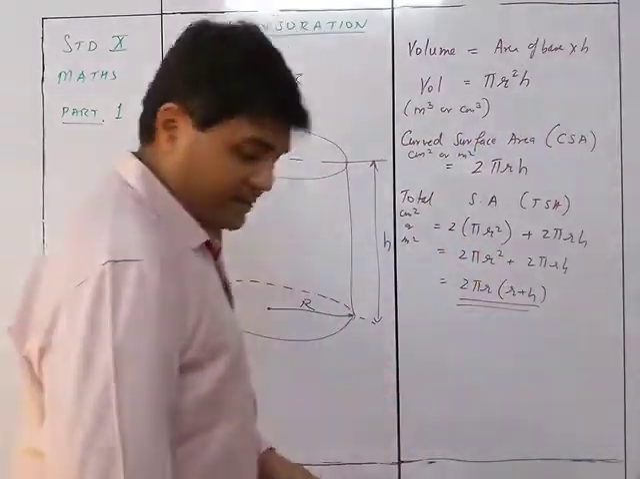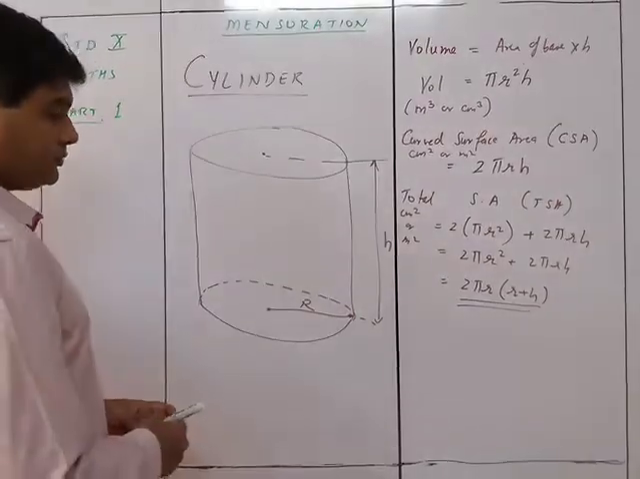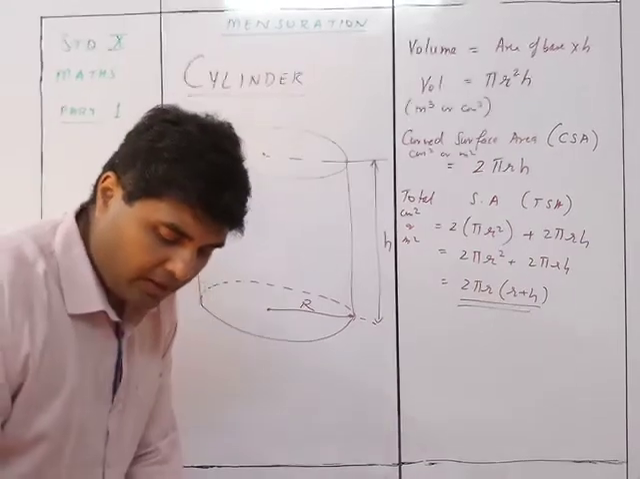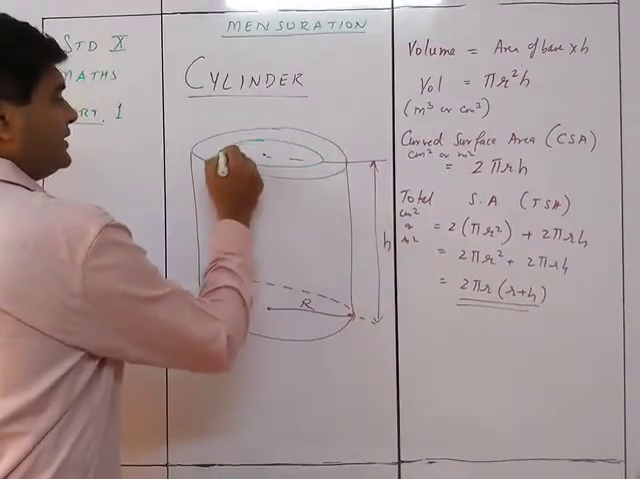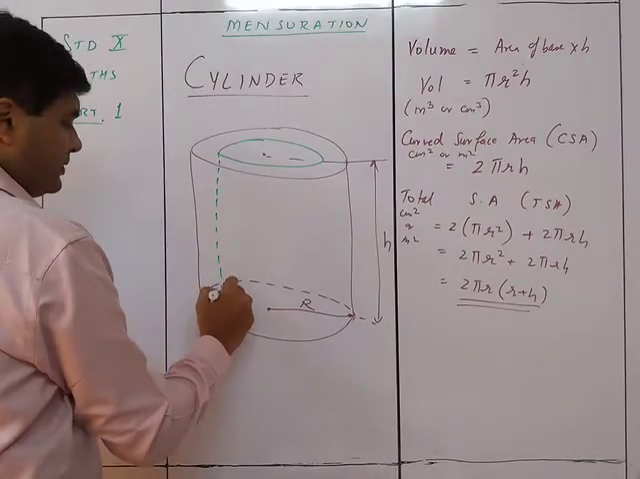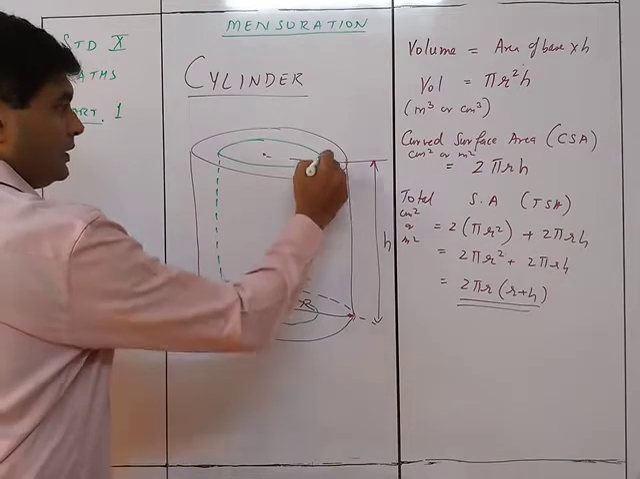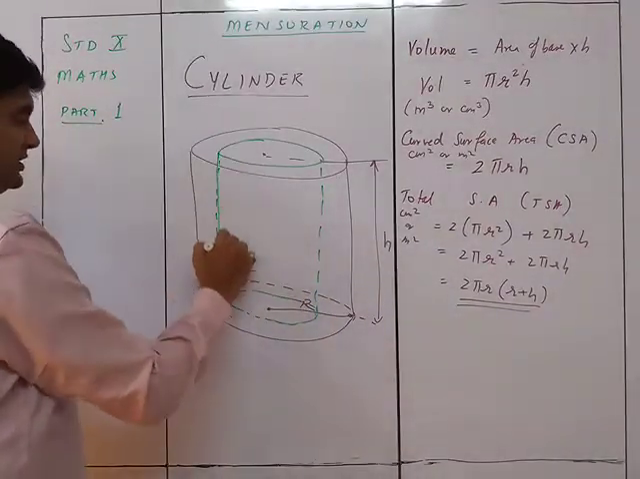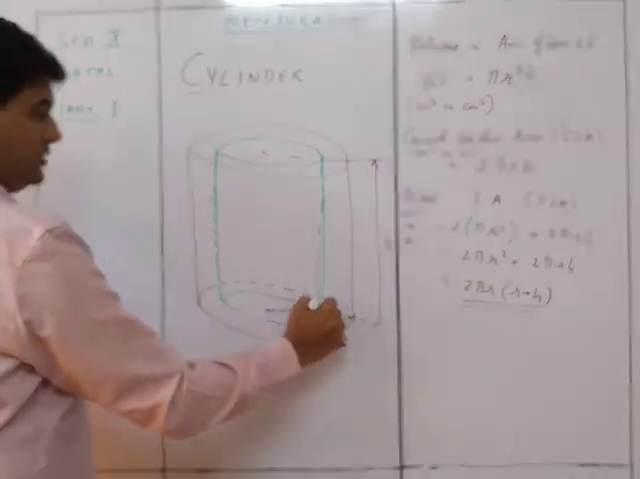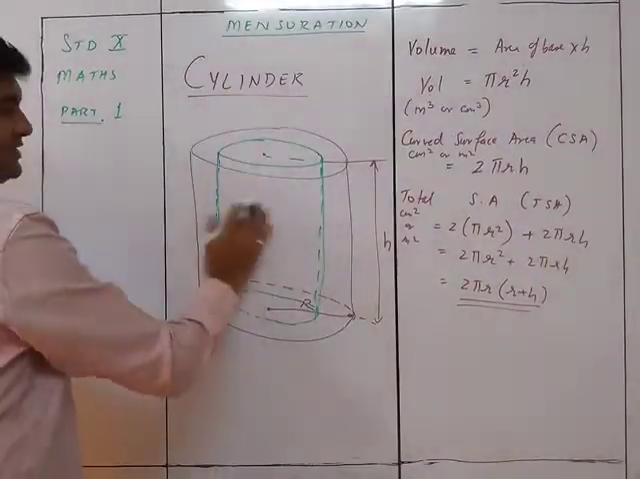Okay, the next one is, suppose this cylinder is such that I have made another cylinder over here and I drilled another cylinder inside this one. And this big one has become a pipe. Okay, this is the pipe now. So this much part is removed. The green part is removed. This much inside part is removed.